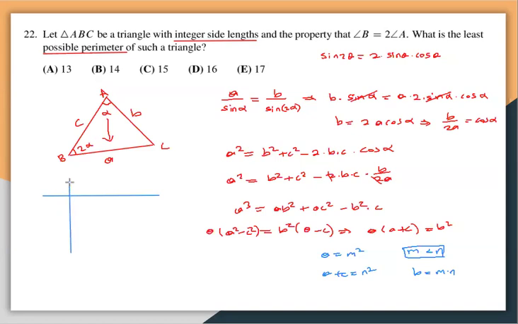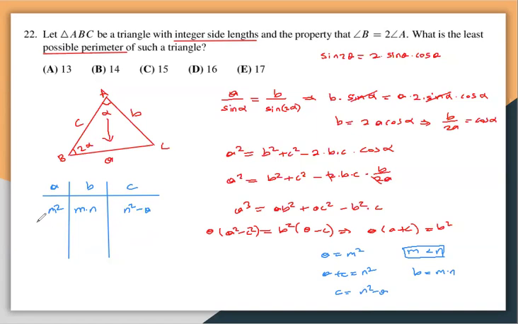If I try to make a table, I can organize my results. So let's say this is a, this is b, and this is c. A is m squared, and then b is mn. And then c, if I take this equation, c is n squared minus a, because if I know a, I can write c in terms of that, which is probably helpful. So n squared minus a.